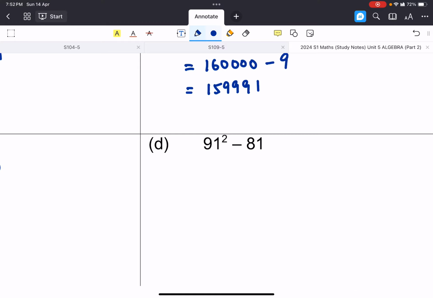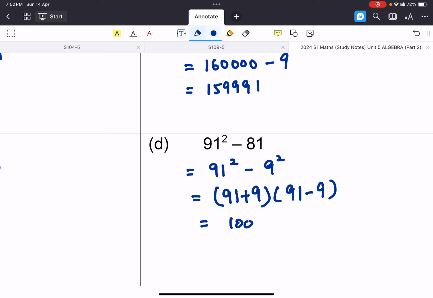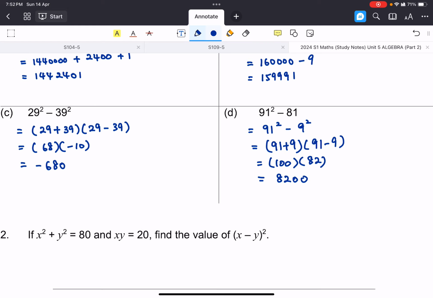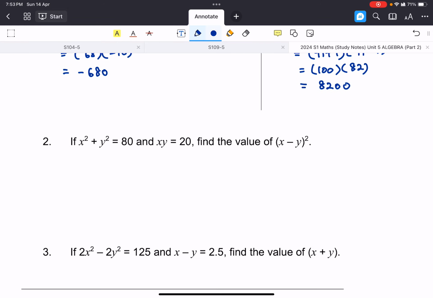How about this one, right? Well, this one we have 91 squared minus 9 squared, so this will give us 91 plus 9. You know where this is going already, and 91 minus 9. Okay, so this is 100. Multiply by 91 minus 9, this one is 82. So it will be 8200. It's nice, right? Okay.